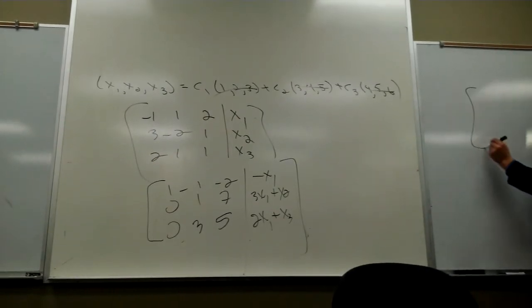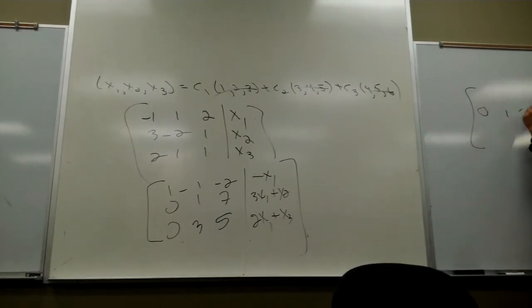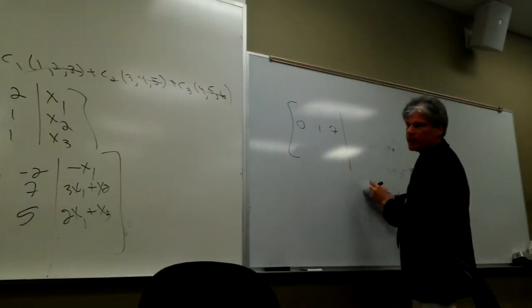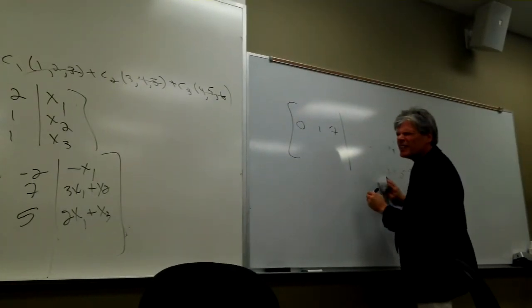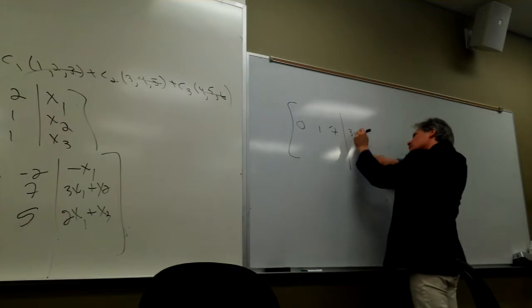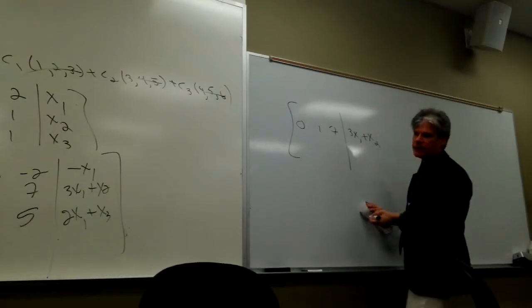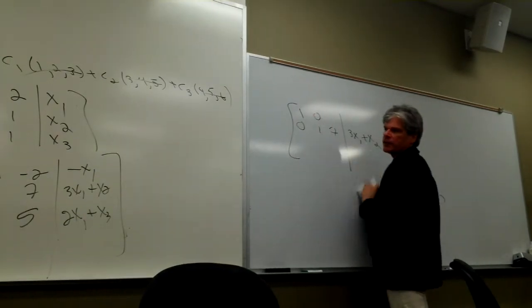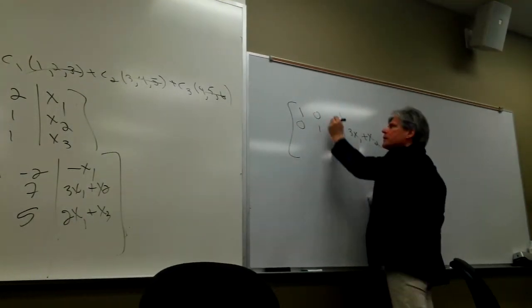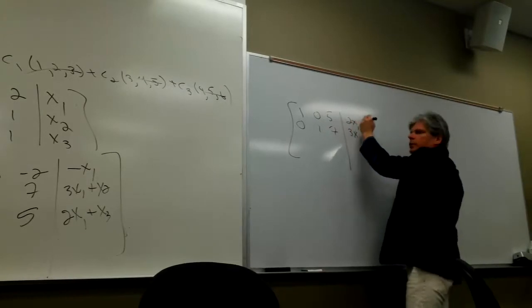I will take that second row, and in my head, I'm going to multiply it by positive 1, add it to the first row. 3x1 plus x2. So add in the first and the second. Quick, I'll slow down. Is that a 5? And then a 2x1 plus x2?